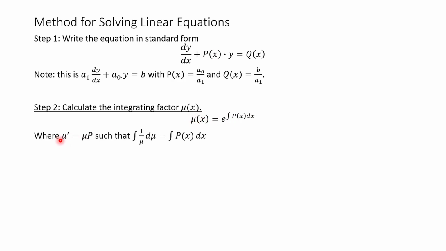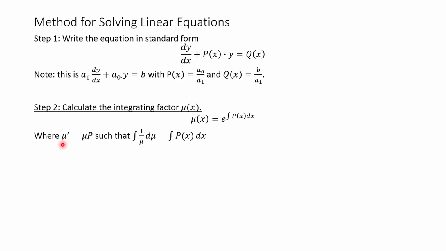Okay, so just a little bit of information about this. Mu prime is mu times p, such that the integral of 1 over mu d mu is the integral of p of x dx. So just so you know where mu comes from, it's going to end up satisfying our nice situation, case 2, where we can use the product rule.